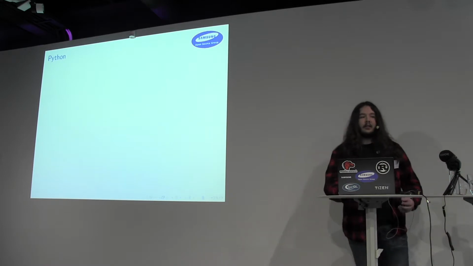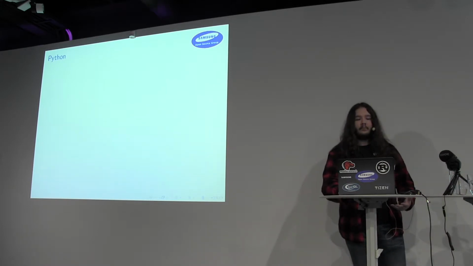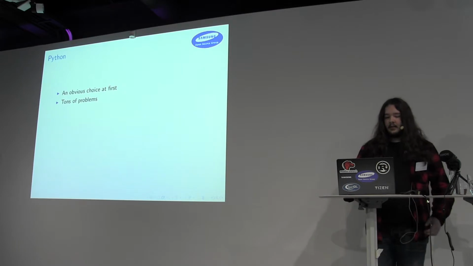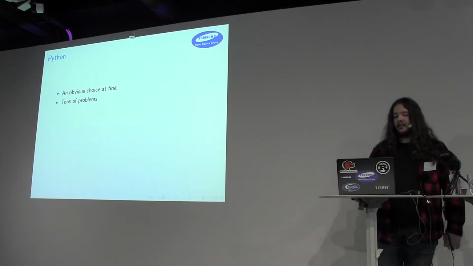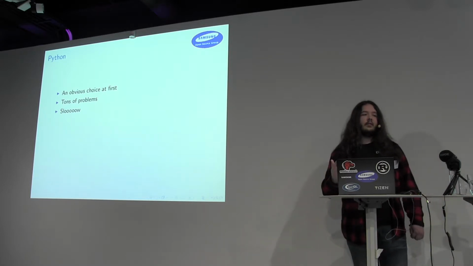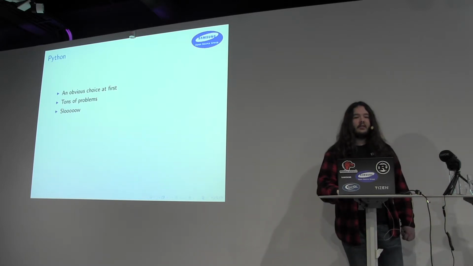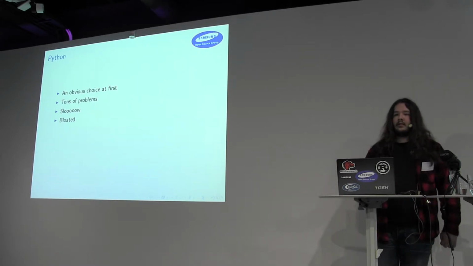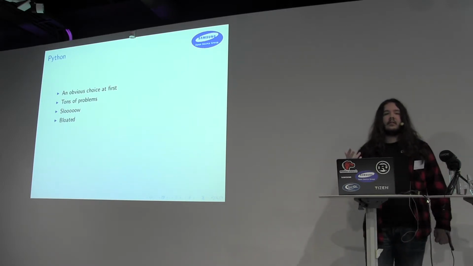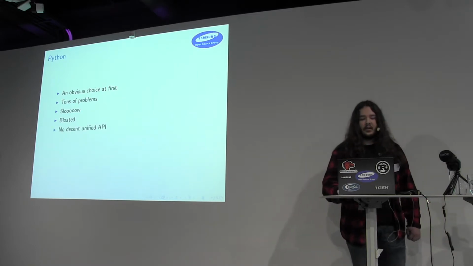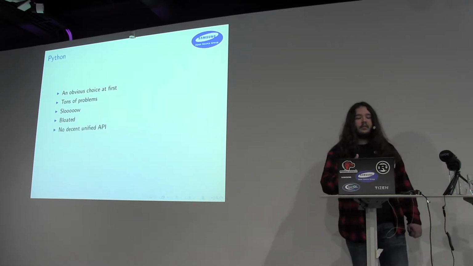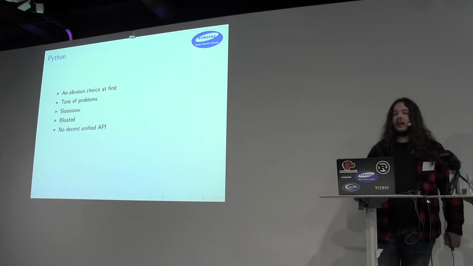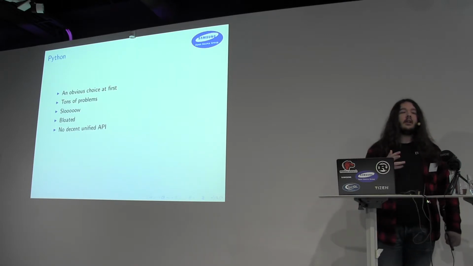First, Python. It's a language many people know and like, but it seems there are a lot of issues. It's slow, like the Python interpreter is among the slower ones. It's also big, bloated. It doesn't work on the devices we target. It cannot work on the devices we target. There's no decent unified API for embedding Python inside applications.